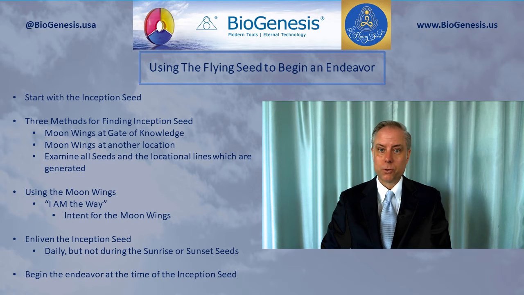Of course, that requires 81 different location harmonics consultations, which will not only be expensive, but time-consuming. So that is not your best option for finding the inception seed. Using the moonwings is certainly a better option. How do you use the moonwings then to find the inception seed? You let fly the moonwings 4 times, using the intent each time, I am the way.